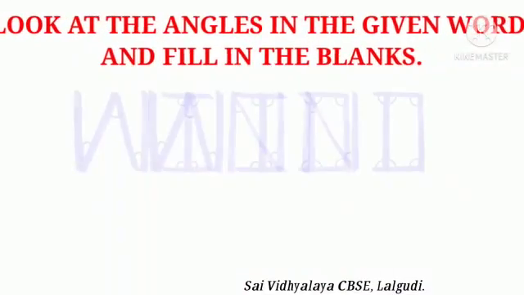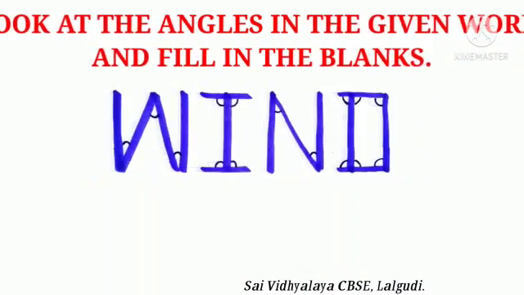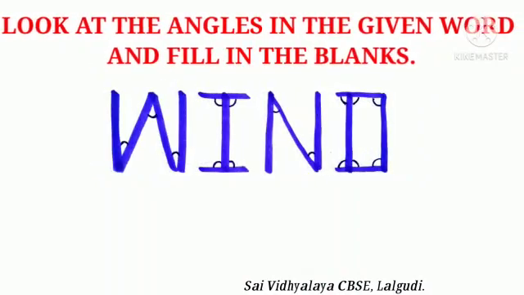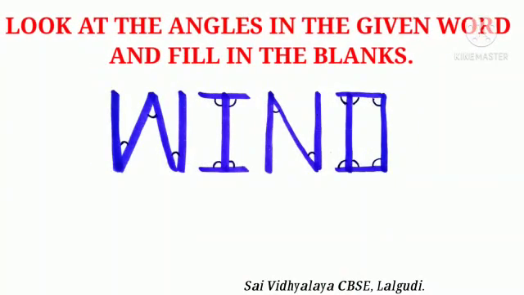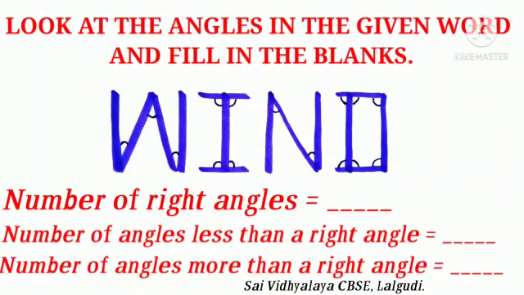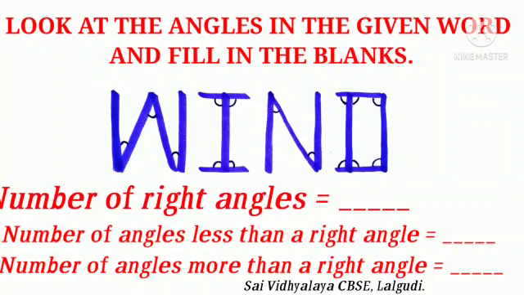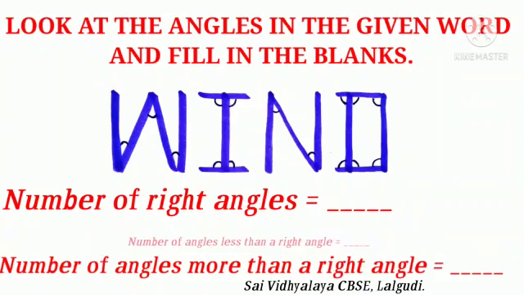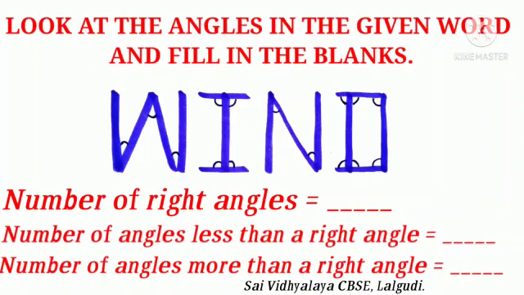Move on to the third question. Look at the angles in the given word and fill in the blanks. Here, a word marked with angles is given. We have to count the number of right angles and the number of angles less than a right angle and the number of angles more than a right angle marked in this word. We already know that the right angles are L-shaped angles.